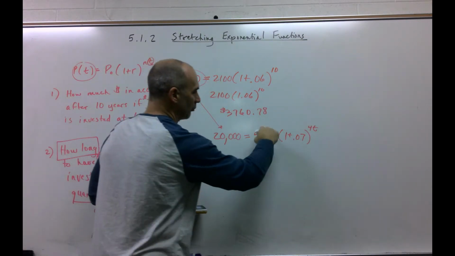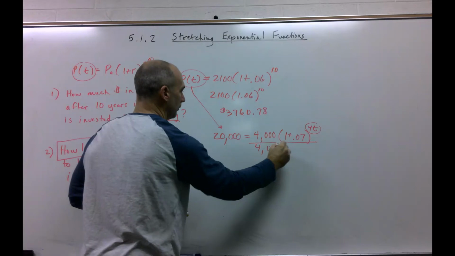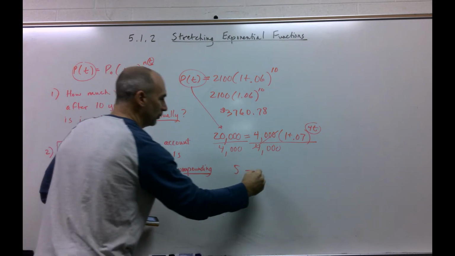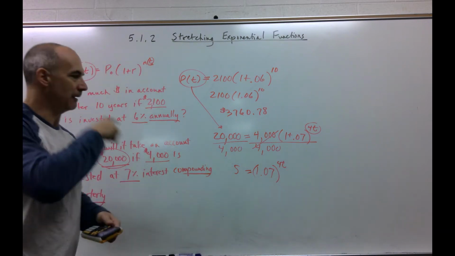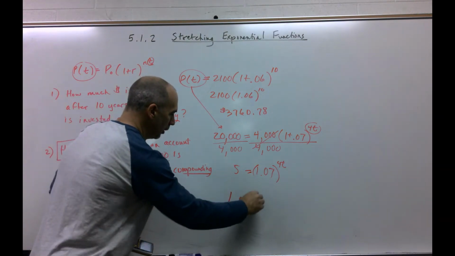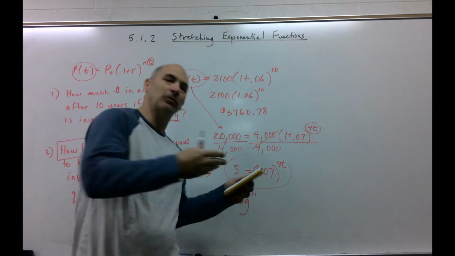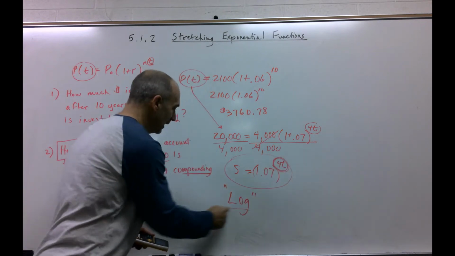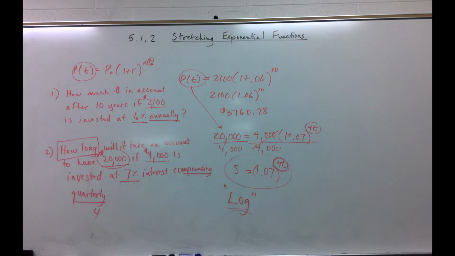Now, I can't distribute this through because I don't know what this is, but I can divide this side by 4,000, divide that side by 4,000, so I get 5 equals 1.07 to the 4t power. And you're like, huh, how do I solve for t? Well, you're about to be introduced to logarithms, and without logarithms, we can't solve this. So that's the reason I'm showing you this. If you have your variable stuck in your exponent, you gotta know your logarithm rules. So that's why I'm going to start teaching you about logarithms. So give me a second.